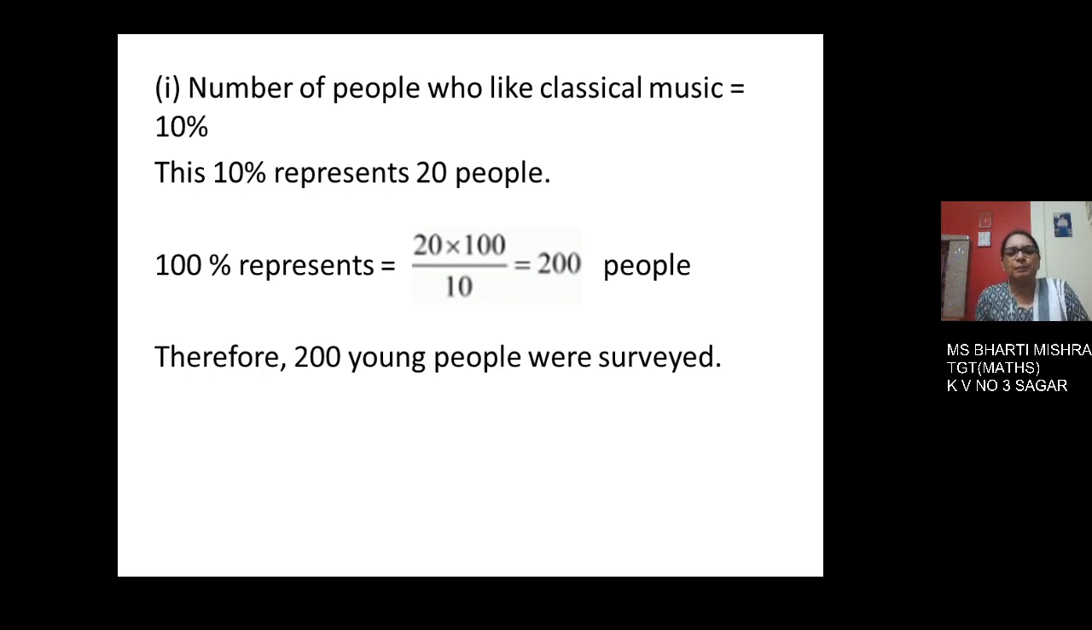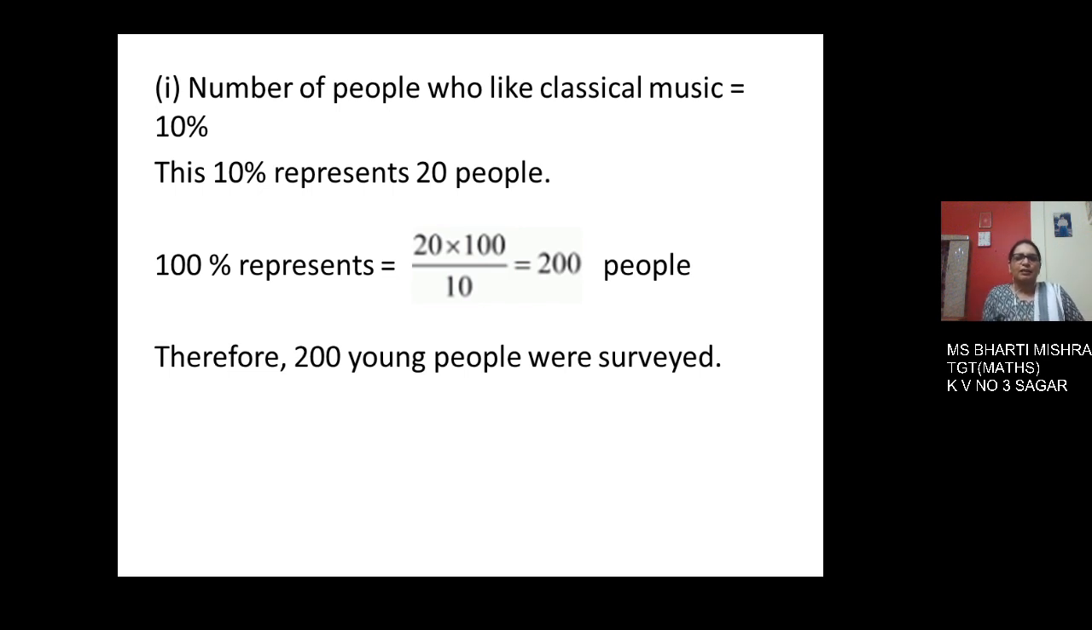The number of people who like classical music is 10%. This 10% represents 20 people. Now we want to know what 100% will represent. So this will become 20 upon 10 into 100, that comes to be 200 people.